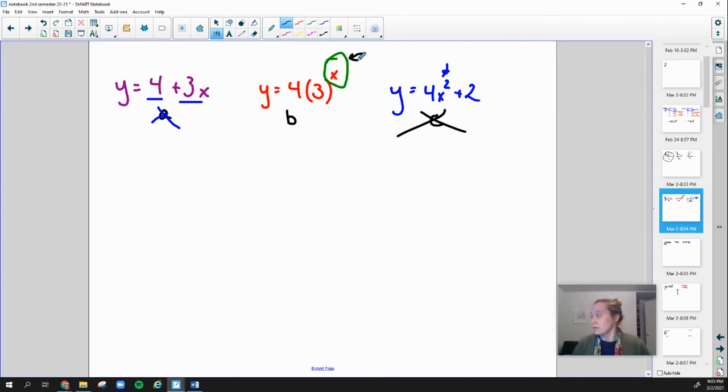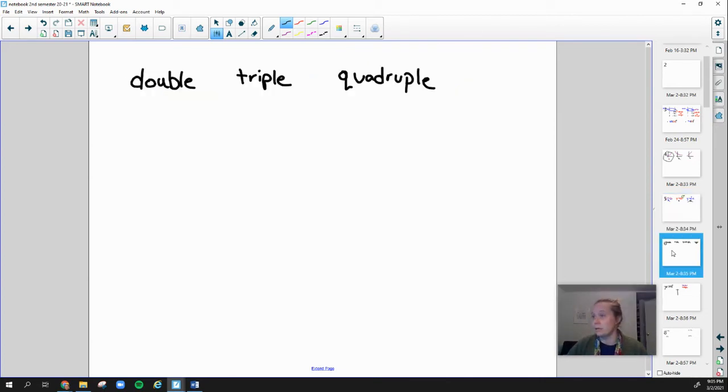And then this one, what do each of these words mean? What does double mean? Triple and quadruple. Yeah, you should have double means to times by 2, triple is times 3, and quadruple is times 4. Okay.